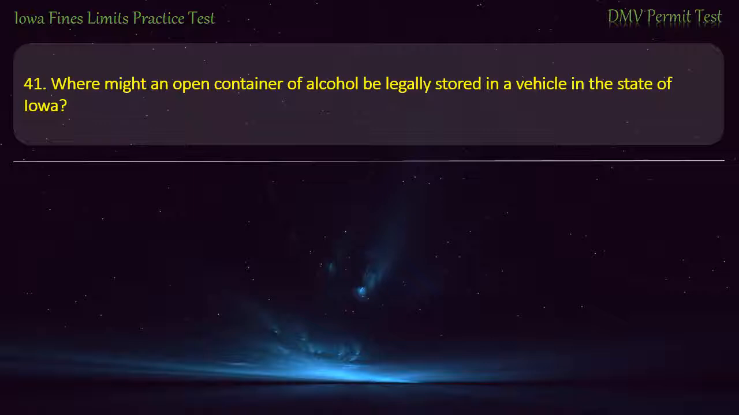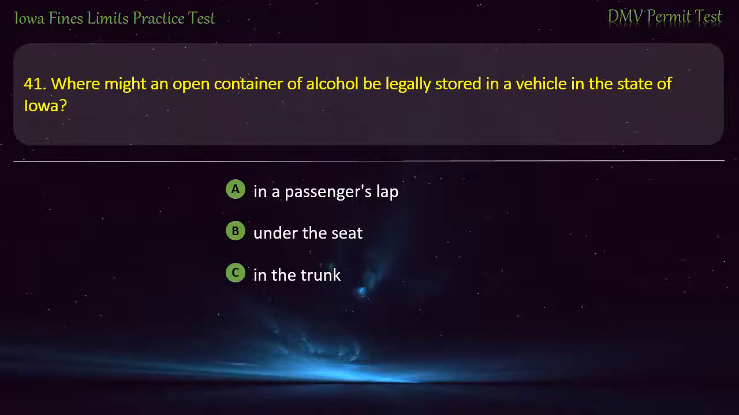Question 41. Where might an open container of alcohol be legally stored in a vehicle in the state of Iowa? In a passenger's lap. Under the seat. In the trunk. In the glove compartment. Answer: In the trunk.